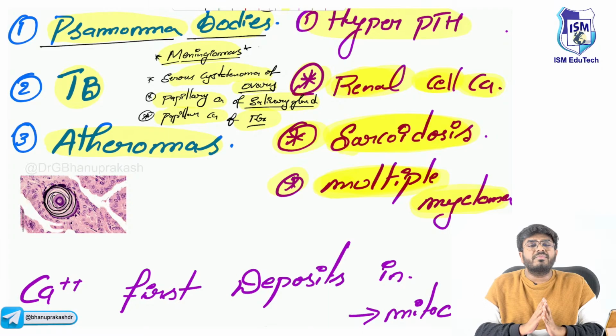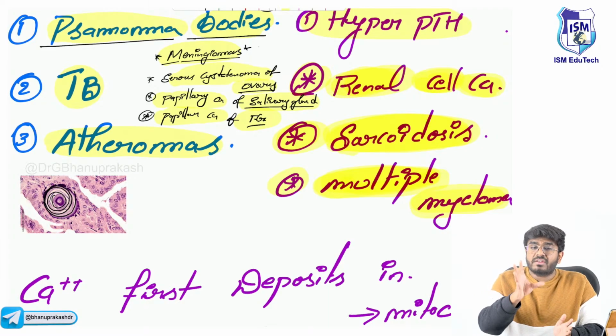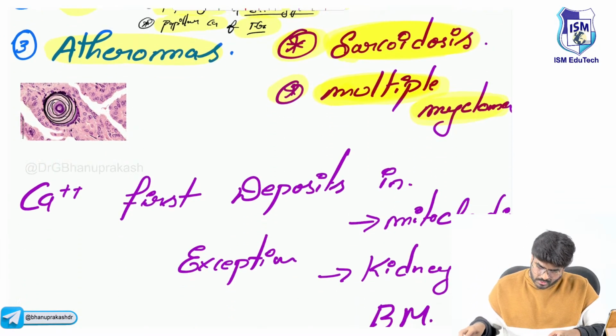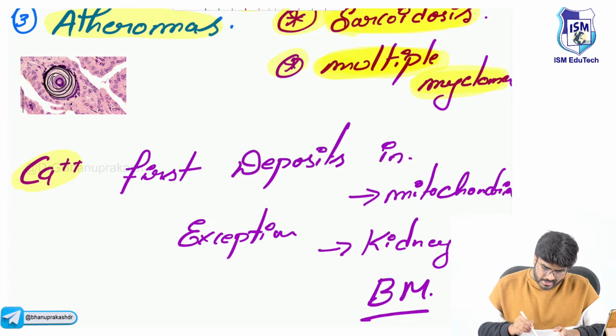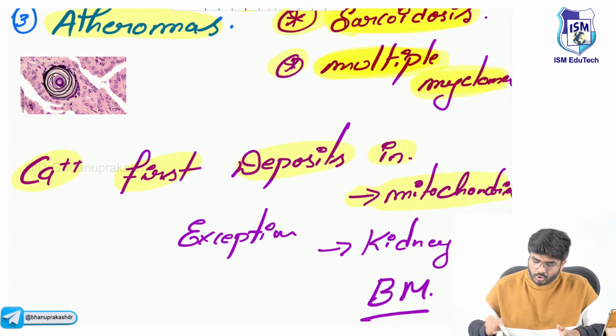So first, calcium, where will it deposit? The first place of calcium deposition in a cell, where will calcium first love to deposit? Mitochondria. Okay. So calcium first deposits in the mitochondria.